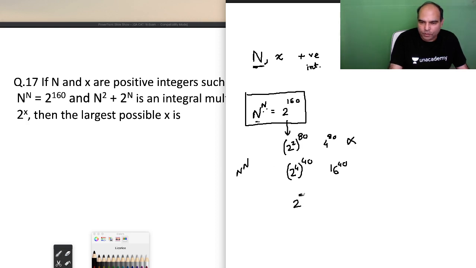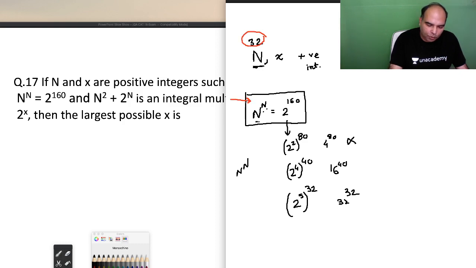But if you go to 2 raised to 5 raised to 32, you realize that we are talking about 32 raised to 32. So we realize that the value of n must be 32 by this reduction of the expression.